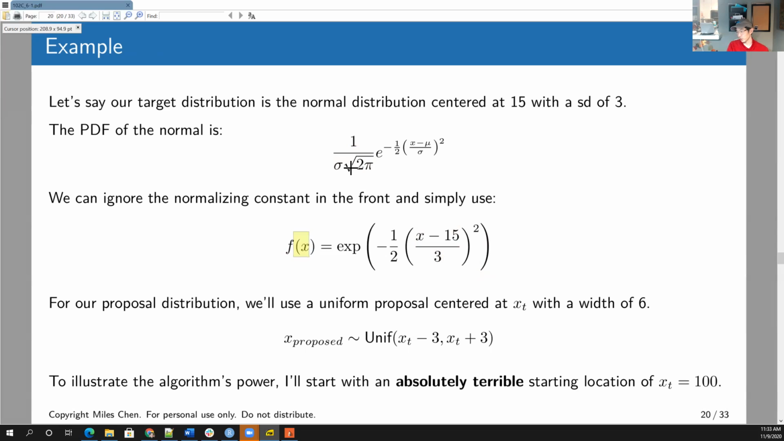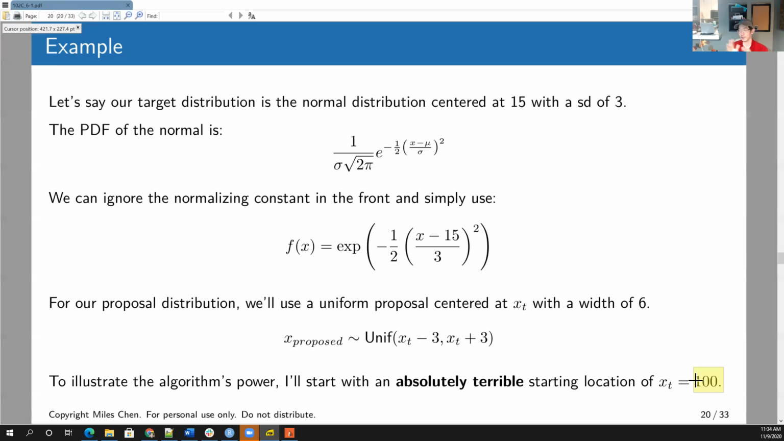f of x is proportional to the PDF. And for the proposal distribution, I'm going to use a uniform proposal distribution centered at x at time t with a width of 6. So x at time t minus 3, x at time t plus 3. And to illustrate the algorithm's power, I'm going to start with an absolutely terrible location. We're going to start at 100. The first value is going to be 100.